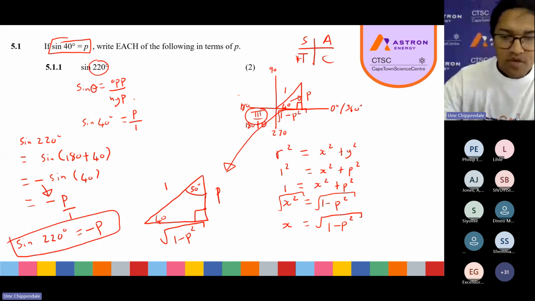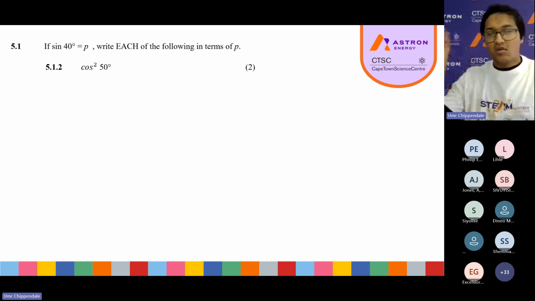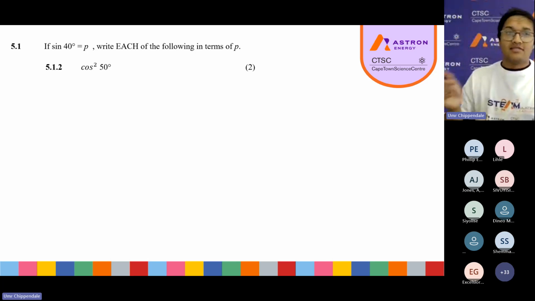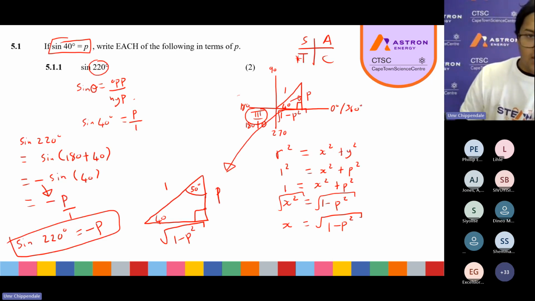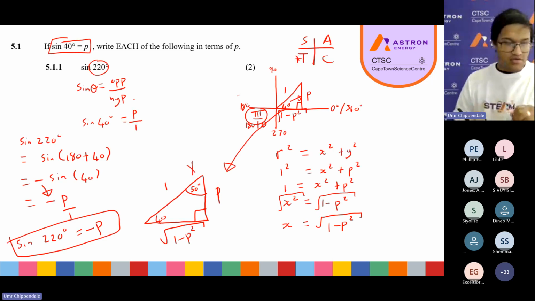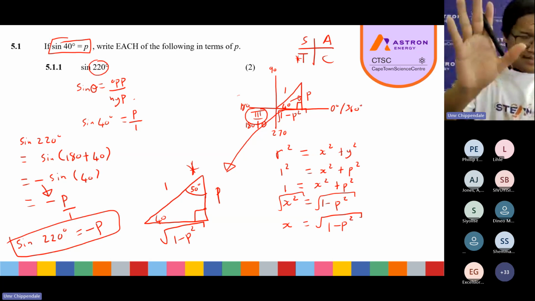Perfect. Now, moving on. 5.1.2, cos squared 50. How do we write this in terms of P? We're going to be dealing with this again. This is our template that we're going to be focusing on. All right, so that's a template. So make sure everyone else writes that down as well.